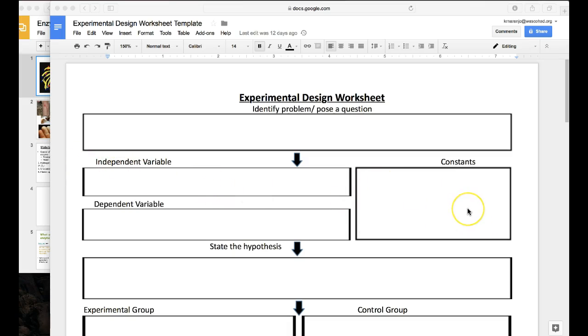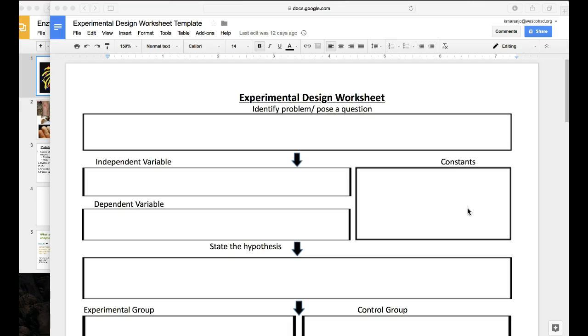For the constants, you're going to have to think of a few items that you and your group are going to keep constant throughout the experiment. Remember, the constants are the things that should be kept the same throughout an experiment. They should not change because you don't want them to affect the results of your experiment.